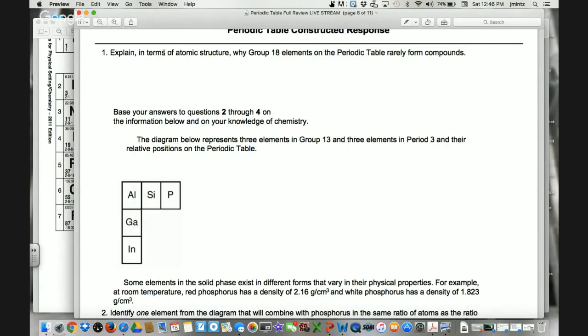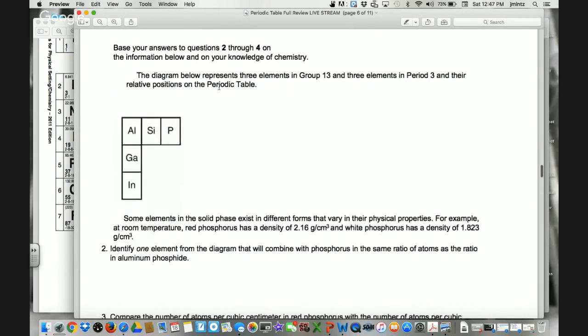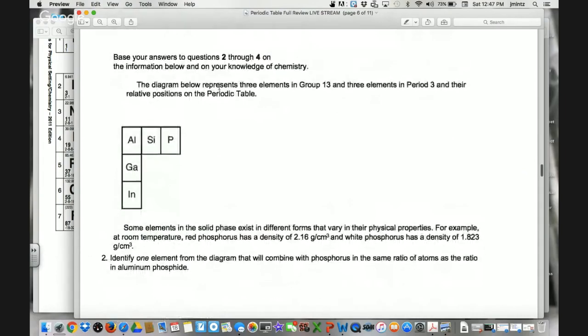So based on atomic structure, we'd explain this as they have a full valence shell, or they have a complete set of valence electrons, or they have 8 valence electrons would be enough to answer your question. All right, let's take a look at 2 through 4. The diagram below represents 3 elements in group 13 and 3 elements in period 3, and their relative positions on the periodic table. So they're given to you.